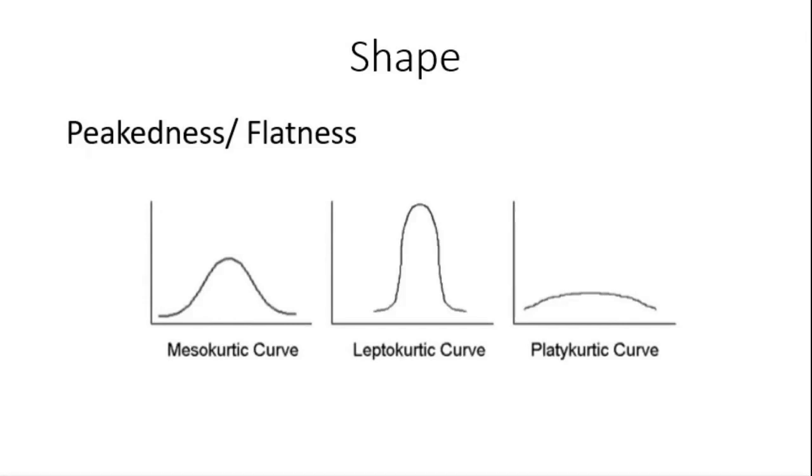The second property is basically the peakedness or flatness. If the data is quite flat enough, then we will say that it is a platykurtic curve and the kurtosis is platykurtic. And where the data has a peak, then we will say that it is a leptokurtic curve, and for a normal data the curve will be mesokurtic.